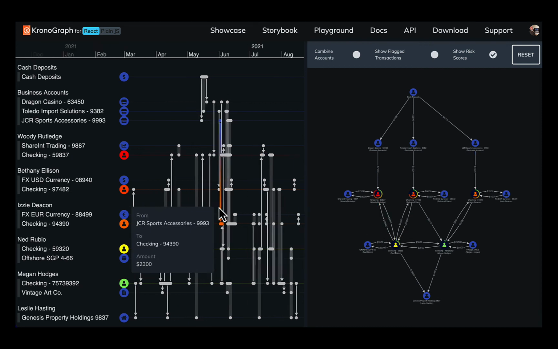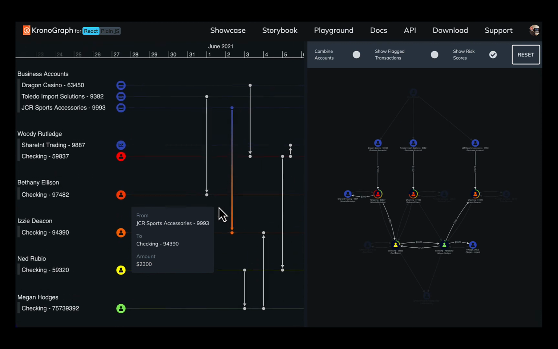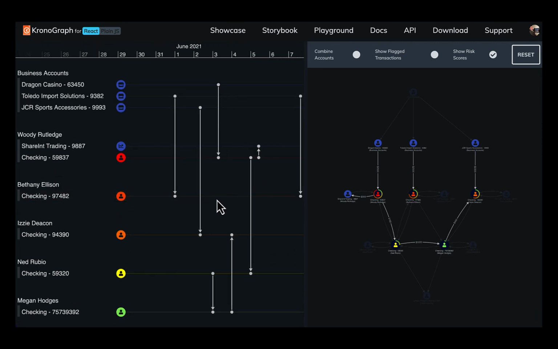Similarly, with the other side, I can go in that direction by zooming in on only the events that happened in the first week of June 2021. I'm highlighting those on the graph representation to show me which were the active nodes during that time frame.